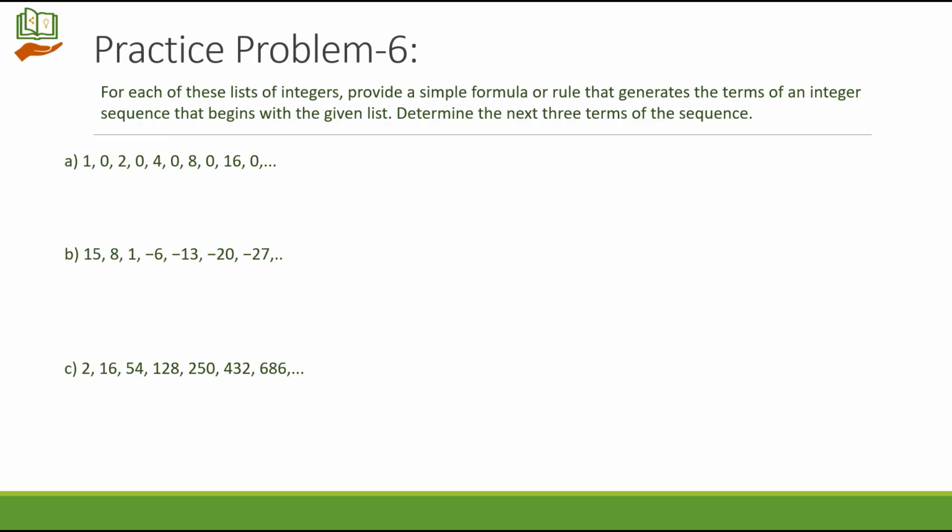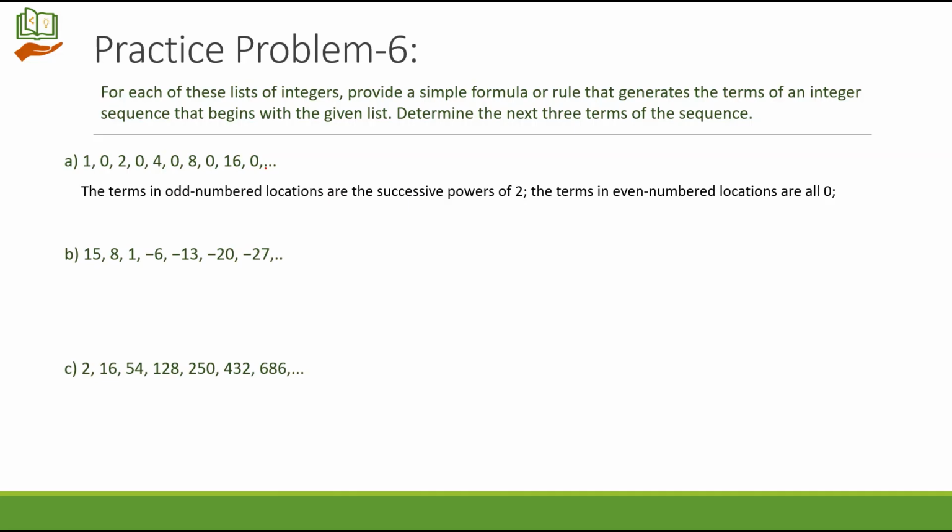Next problem. For each of these lists of integers, provide a simple formula or rule that generates the terms of an integer sequence that begins with the given list. Determine the next 3 terms of the sequence. Let's start with the first one. 10, 20, 40, 80. The terms in odd numbered positions are the successive powers of 2. 2 power 0, 2 power 1, 2 power 2, 2 power 3 and 2 power 4. The terms in even numbered locations are all 0.